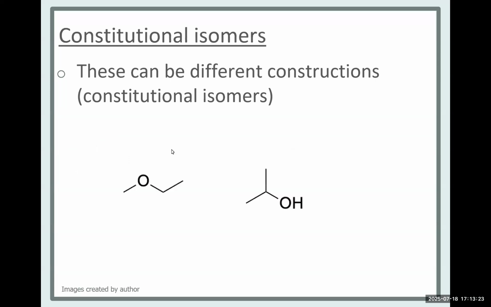So one example of constitutional isomers is these, which have totally different condensed formulas, but they both have 1, 2, 3 carbons, and they both have 8 hydrogens, 1, 2, 3, 4, 5, 6, 7, 8 hydrogens. And this is a good chance for you to practice drawing them all in. So these would have totally different condensed formulas. These are 2 different molecules.